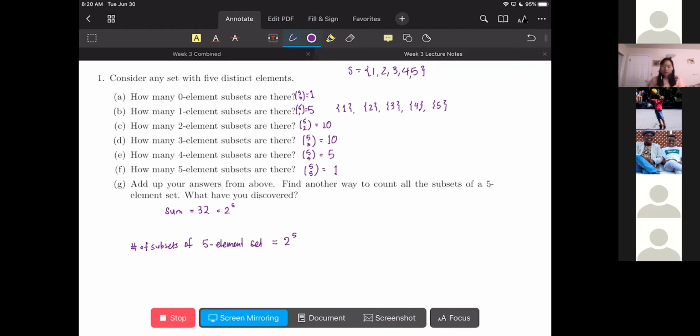The other way we can count the number of subsets of a 5-element set is by saying, okay, let's actually count all the different size subsets, and this is basically using casework. And so from there, we see that it equals 5 choose 0 plus 5 choose 1 plus 5 choose 2 plus 5 choose 3.